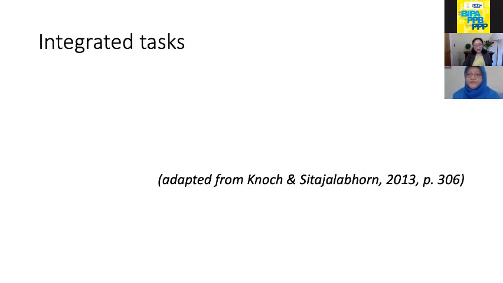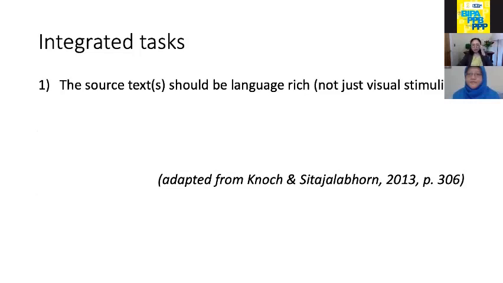Let's take a look. Okay, so these requirements were originally for integrated writing tasks, but I'm sure they're also relevant to other types of integrated tasks. So the first requirement is that the source texts should be language rich, okay? So the source texts should not be just visual stimuli.